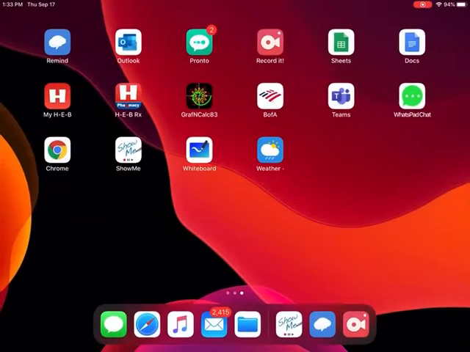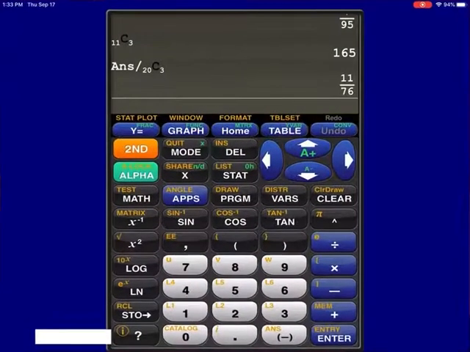So this right here, guys, the Graph Calc 83, it's right next to my HEB and my Bank of America app. This one right here is what I'm going to use.